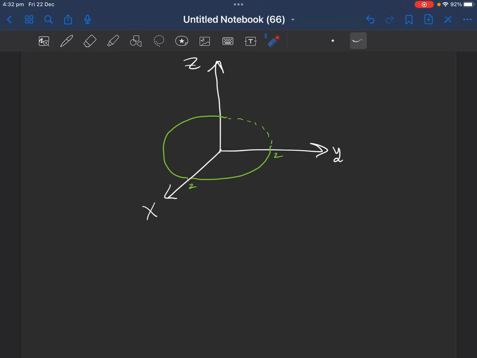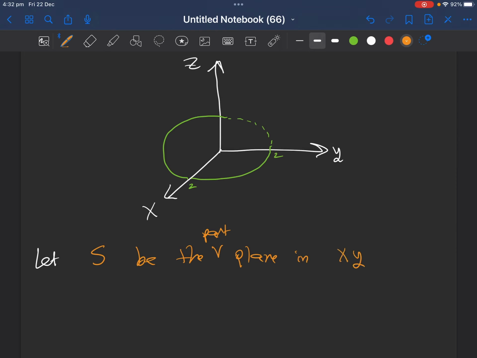So what I will choose in this example, I will choose S. So let S be the plane, or let's say part of the plane in the xy plane inside the circle.